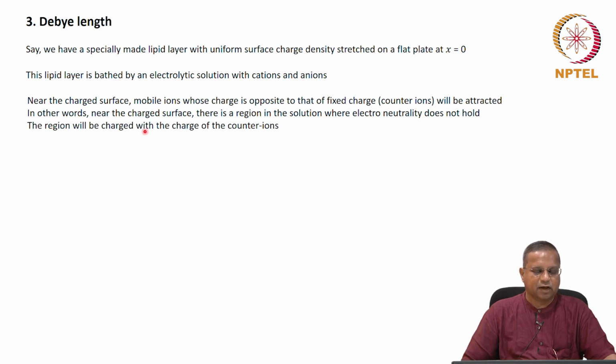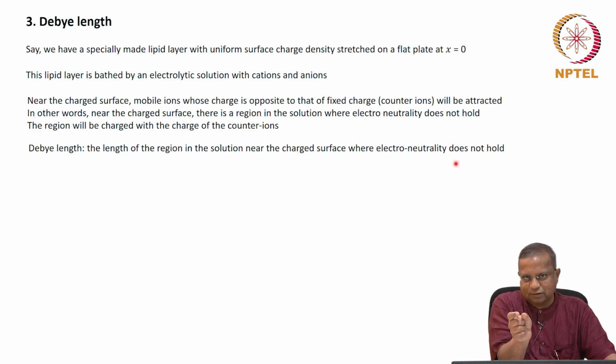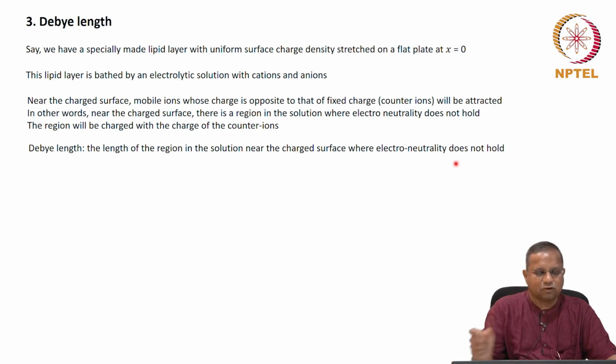The region will be charged with the charge of the counter ions. And Debye length is nothing but the length of this region in the solution near the charged surface where electron neutrality does not hold. Okay, that's it. So there is a very thin region. It turns out to be very thin later. There is a region close to a charged surface where electron neutrality does not hold in the solution. That length over which that region exists is called the Debye length.